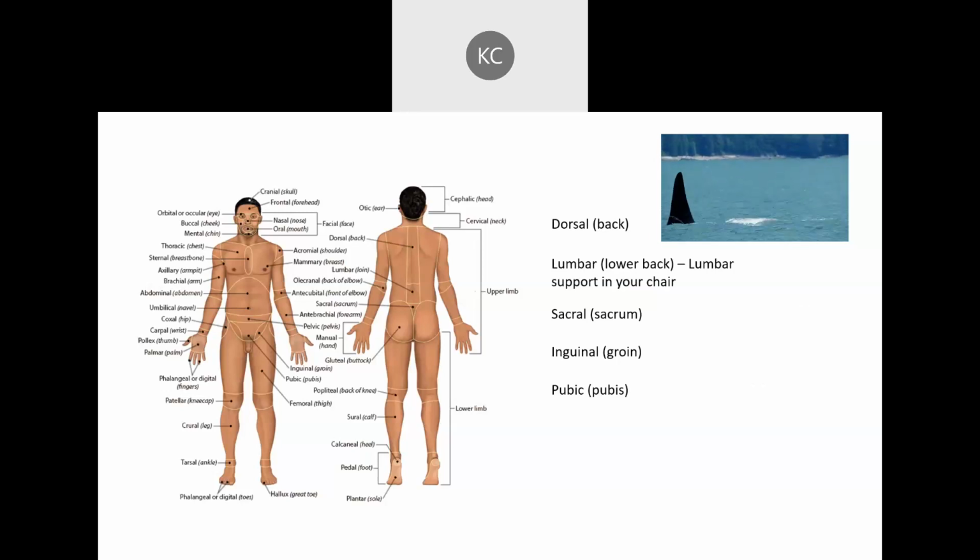Okay, lumbar is referring to low back, right? So if you have lumbar pain, this is your low back here. Sacral is referring to your sacrum, even more inferior than your lumbar region. Inguinal region is referring to your groin here. And then pubic, or pubis, is referring to your pubic region here, just medial to your inguinal region, or medial to your groin, all right?